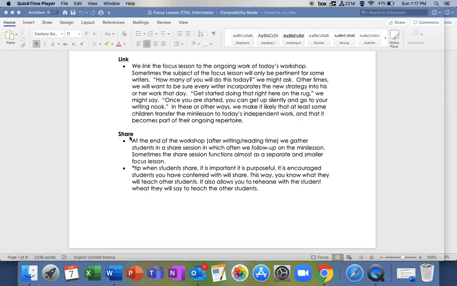The share is at the very end of the workshop. After students have gone out and tried what you have asked them to do, and you've gone around and conferred, then when we come back at the end of the workshop, it's usually like a 5-minute share. Students are often sitting in a circle so that they are more focused on who is speaking. A tip would be to have those students share that you've conferred with. Then you've had the opportunity to see what they've learned as readers or writers, and you have also had time to rehearse with them what they will teach their peers.